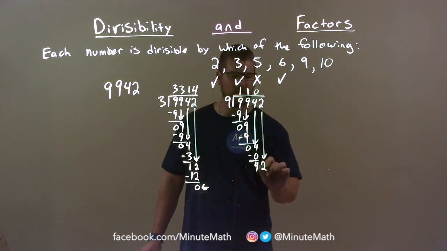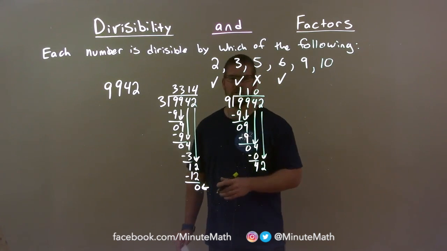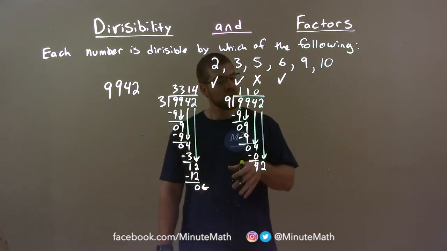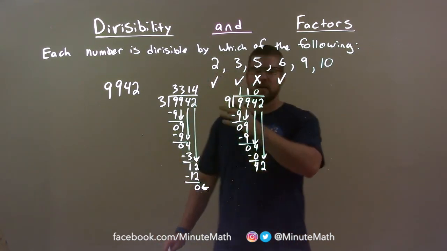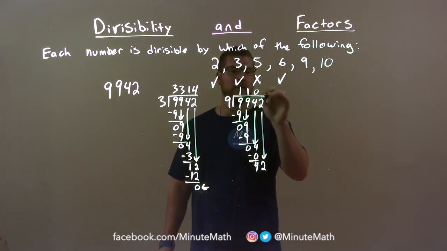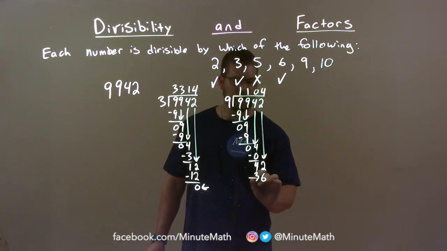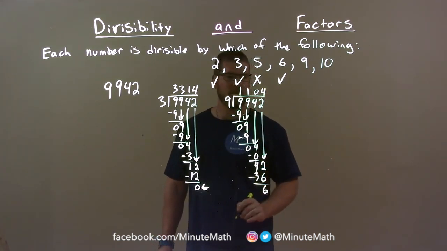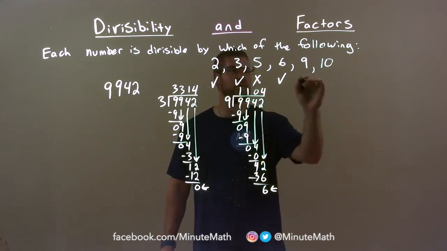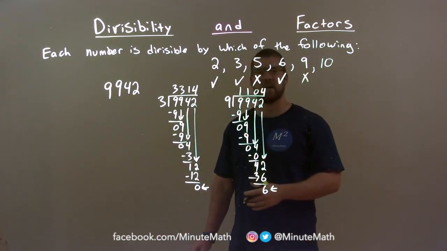Bring down the 2. Does 9 go into 42? And the answer is, unfortunately, no, right? Because 9 can't go in evenly, but 9 goes close to it, right, with 36. So 9 times 4 is 36. Subtract the 2, and we have 6 remaining. Since we have a remainder, that tells us 9 does not go in evenly.